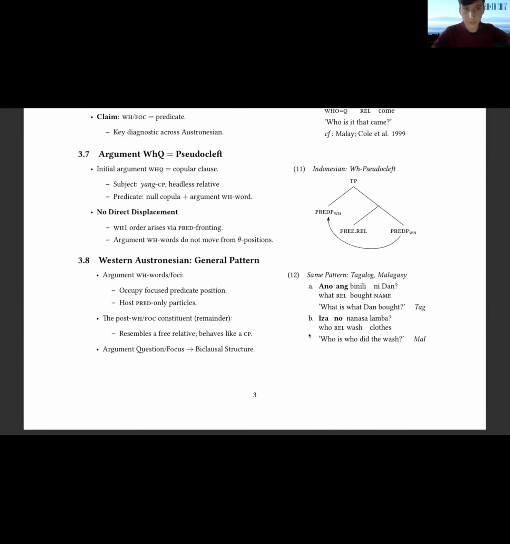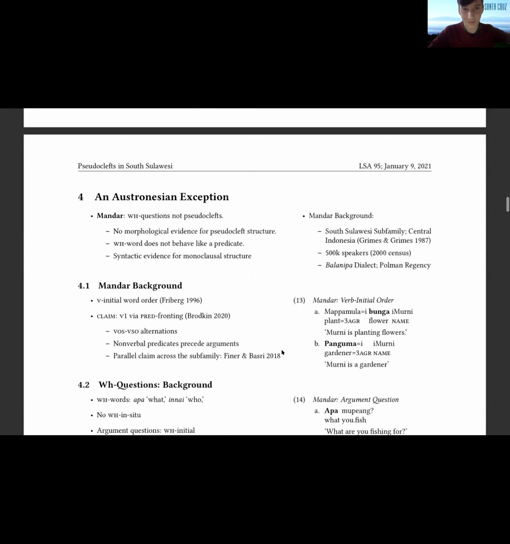So this is why people have claimed there is a sort of parametric link between verb initial word order, predicate fronting, and the absence of direct displacement. It's a very consistent pattern in Austronesian. Nevertheless, there is an exception.